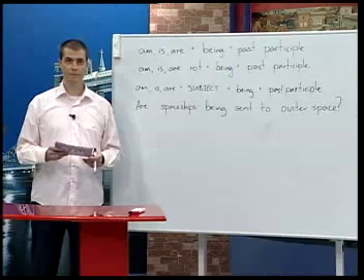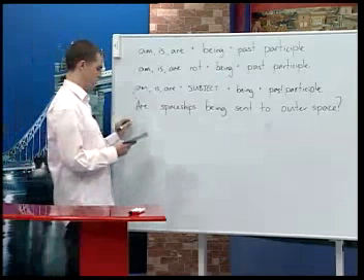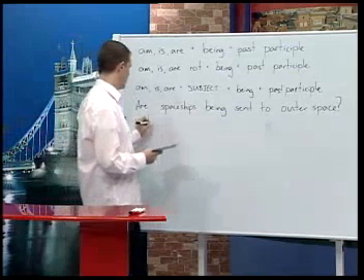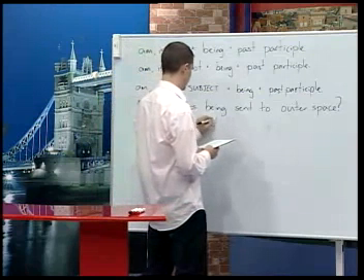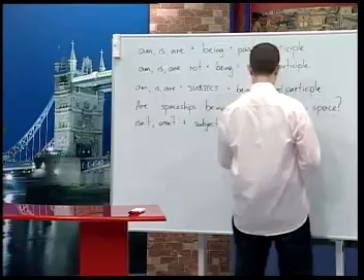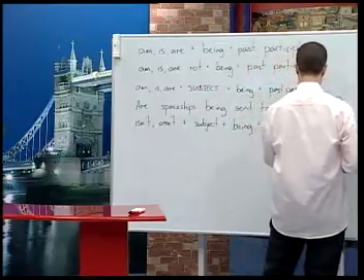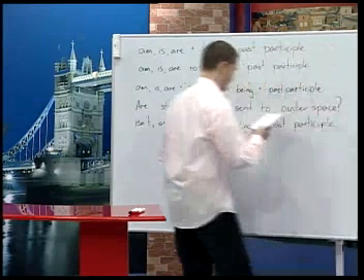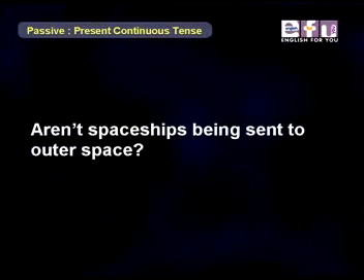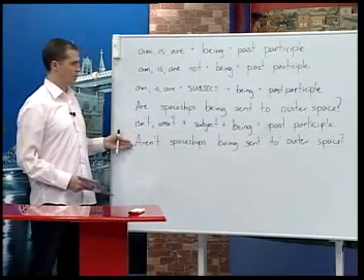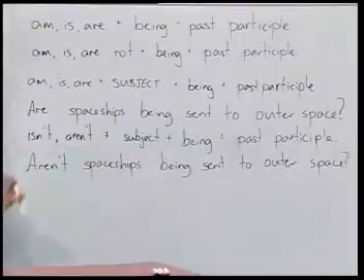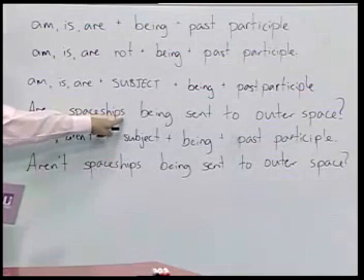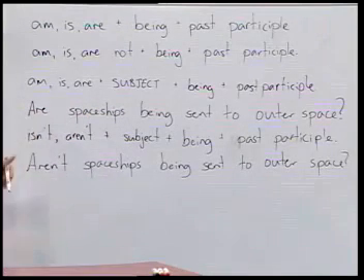To form negative questions, same idea. We use isn't or aren't plus subject plus being plus past participle. For example, aren't spaceships being sent to outer space? So the passive voice subject, spaceships, determines if the verb be is singular or plural. Here we have a plural subject, so we have the verb are because it's plural. Well, let's practice some of these now.